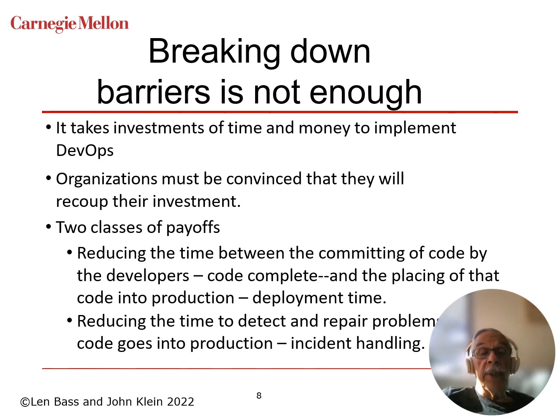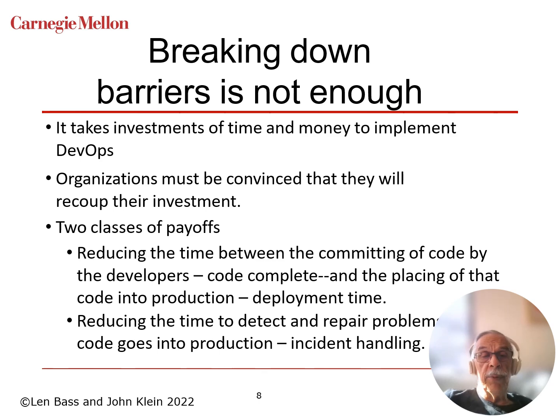Again, breaking down barriers isn't enough. It takes time and money to implement DevOps. And so the organizations have to be convinced that they will recoup their investment. There are two classes of payoffs. One is reducing the time between committing the code by developers. Code complete used to be when the developers said, okay, I'm done. Not anymore. And the placing of that code into production is deployment time. So you want to reduce that time. You want to reduce the time to detect and repair problems once it goes into production. That's called incident handling. So those are the payoffs that you get.